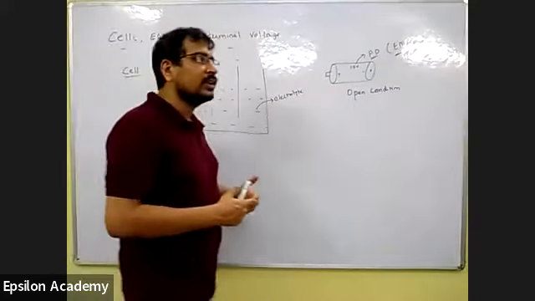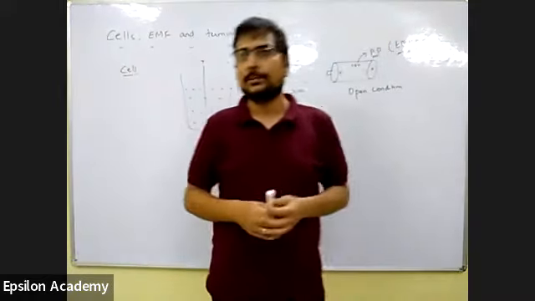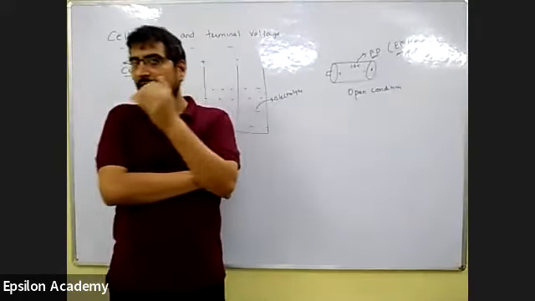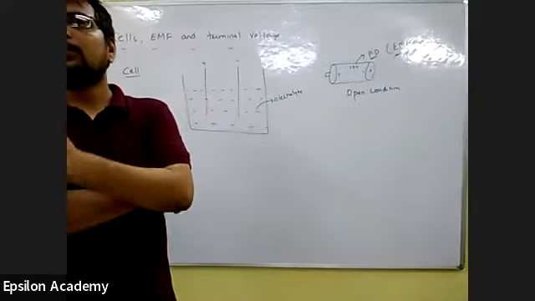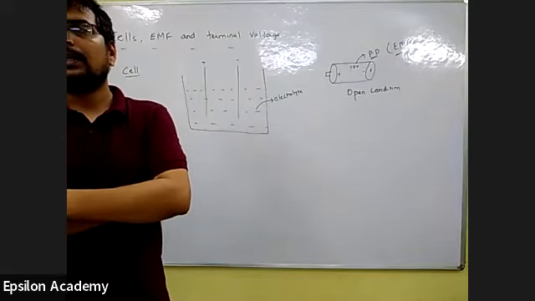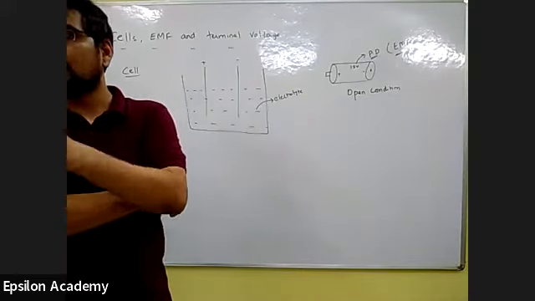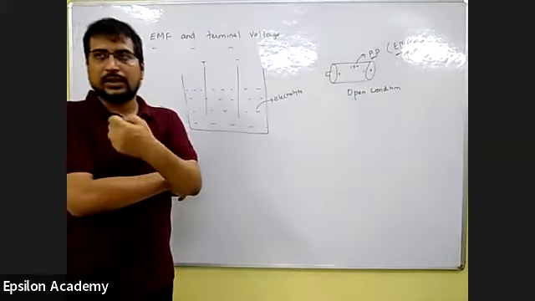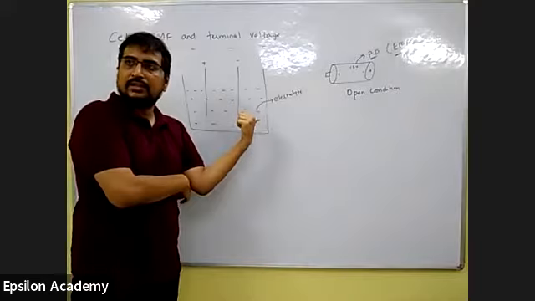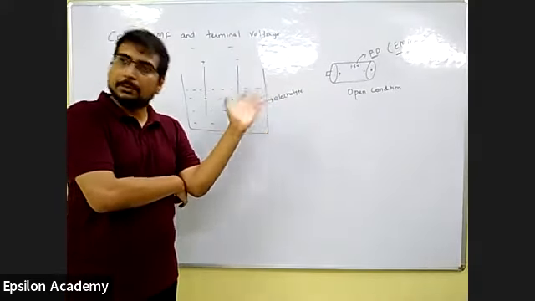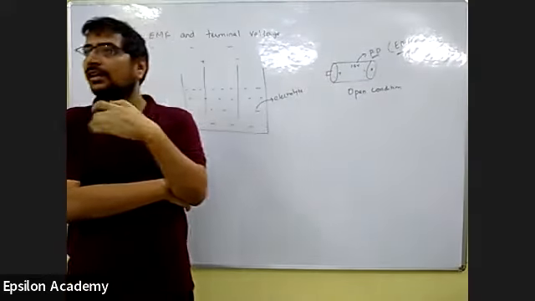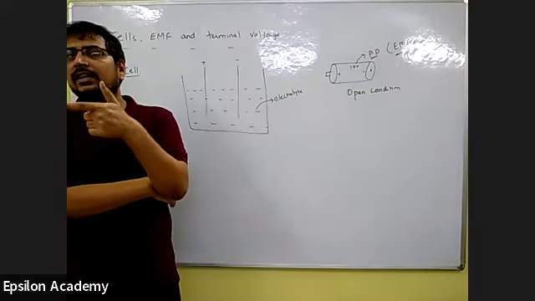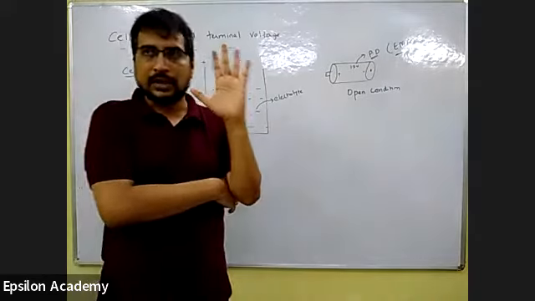If somebody asks you what the majority charge carriers inside an electrolyte are, what will you say? They are ions. What are the majority charge carriers inside a conductor? They are electrons. The particles which are actually contributing to the electric current in a particular device are called majority charge carriers. So I reiterate, the majority charge carriers inside an electrolyte are ions, positive and negative, because both of them have mobility and are able to move within the system. Secondly, in a metallic conductor, the majority charge carriers are electrons. Have this in your mind.